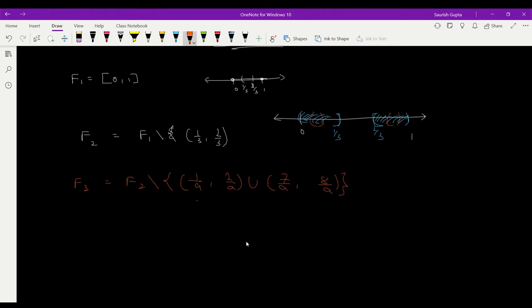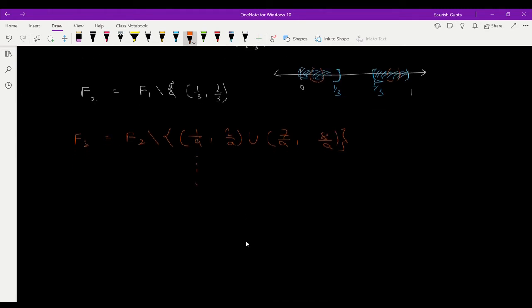And we keep on doing this. We keep on extracting 1/3 portions from the set infinitely many times. Eventually we get a sequence of these sets, which is called a decreasing sequence of closed sets. Better known as the decreasing family of closed sets, not the Cantor set. The Cantor set will be the intersection of these.